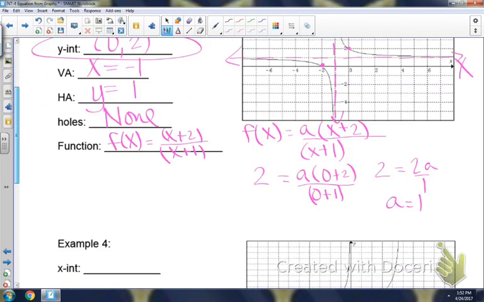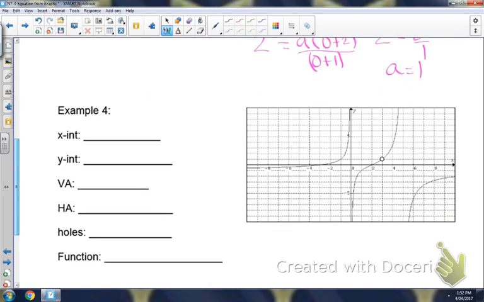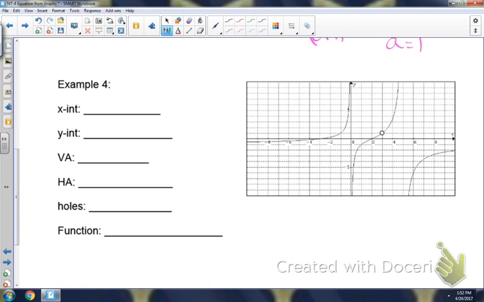Alright, so let's look at 4. Still doing the same thing. So x-intercept, notice there's 2 of them. There's one at negative 3, and then there's one at positive 2. Anytime you have 3 parts to your graph, you're going to have 2 vertical asymptotes. Notice in the previous example, we only had 2 parts and we only had 1 vertical asymptote. So we should have 2 vertical asymptotes. Notice there's not a y-intercept. It doesn't cross the y-axis.